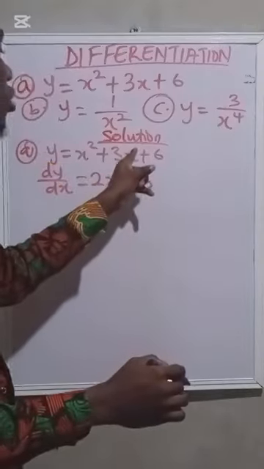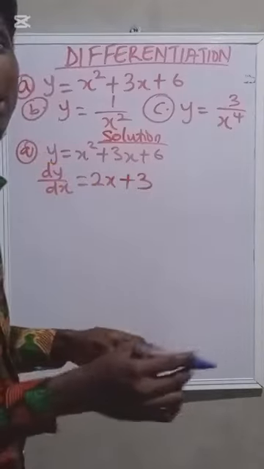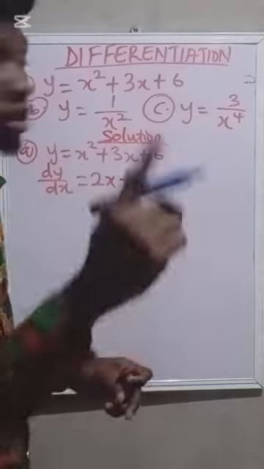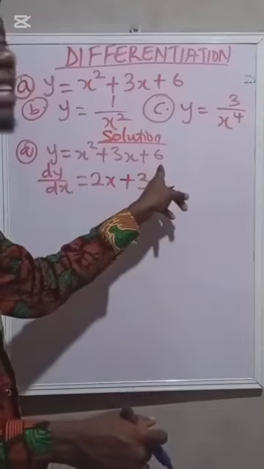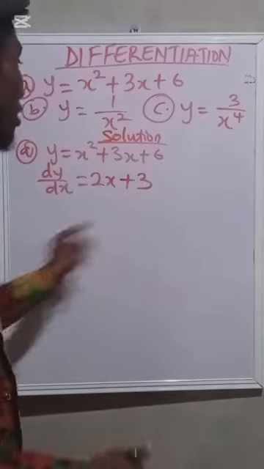x is to the power 1 here. 1 minus 1 is power 0, and x to the power 0 is 1. So this is what your answer is going to be. And then the differential of the constant is equal to 0. So this is what your answer is going to be.